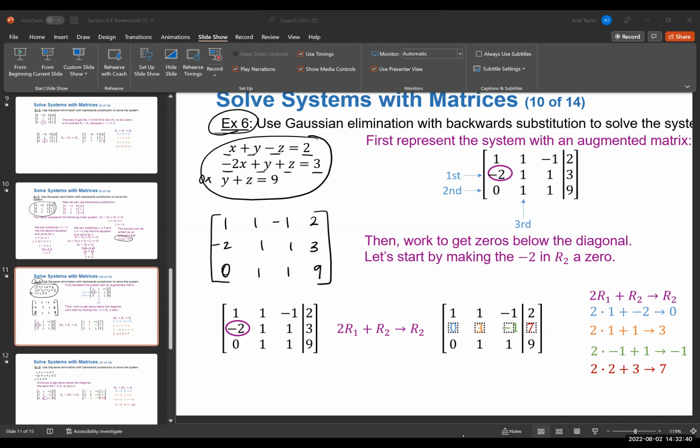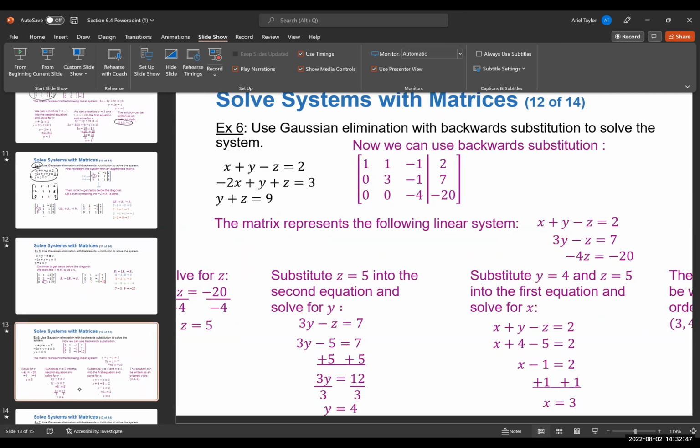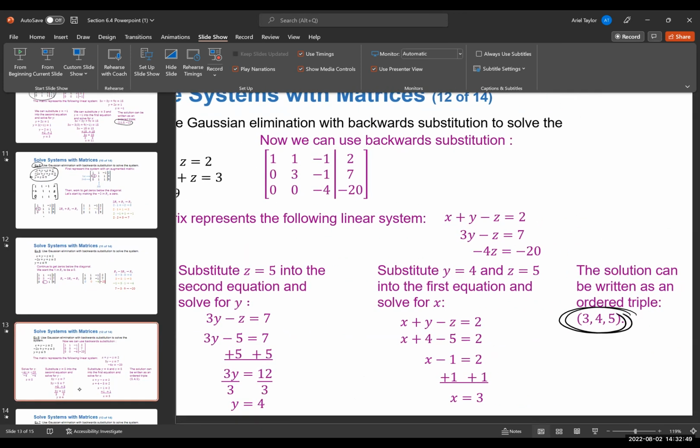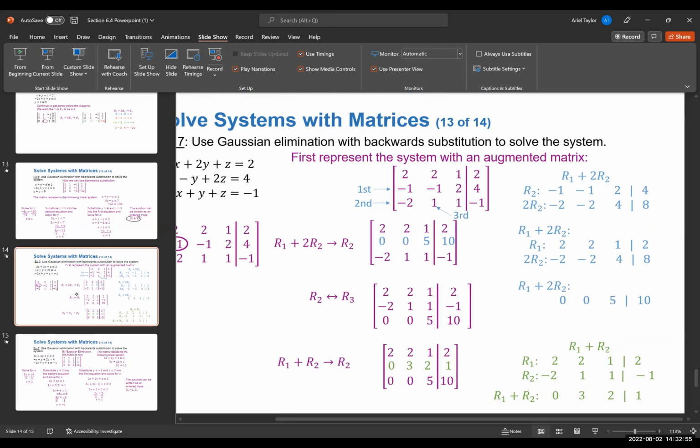And solve. 3, 4, 5 is my solution. Let's see if that's what we end up getting. So for number 6, the answer is 3, 4, 5. That's your ordered triple. Okay. And the final one here, it's the exact same thing.